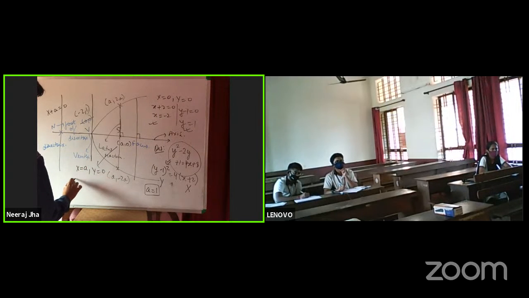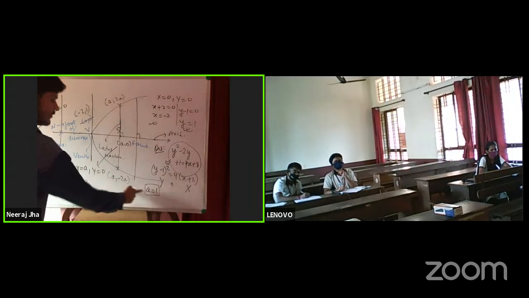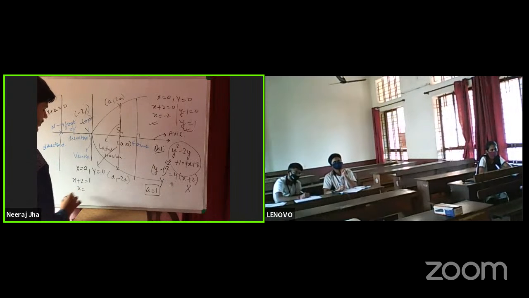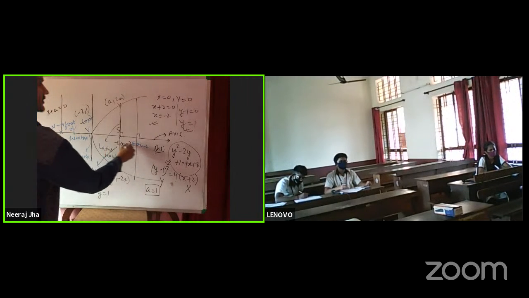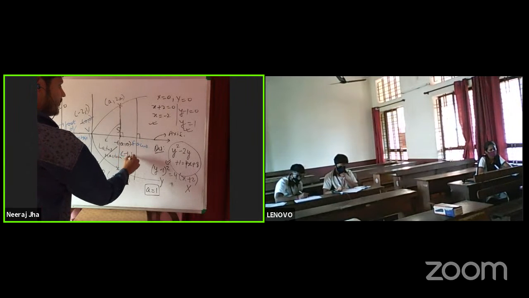Capital X is X plus 2. The value of a is 1. That means X is equal to minus 1. And Y minus 1 is equal to 0. That means Y is equal to 1. Hence the focus is minus 1 comma 1.